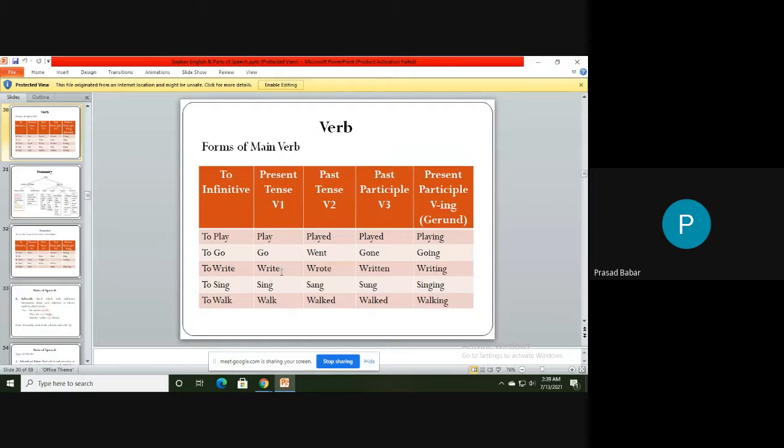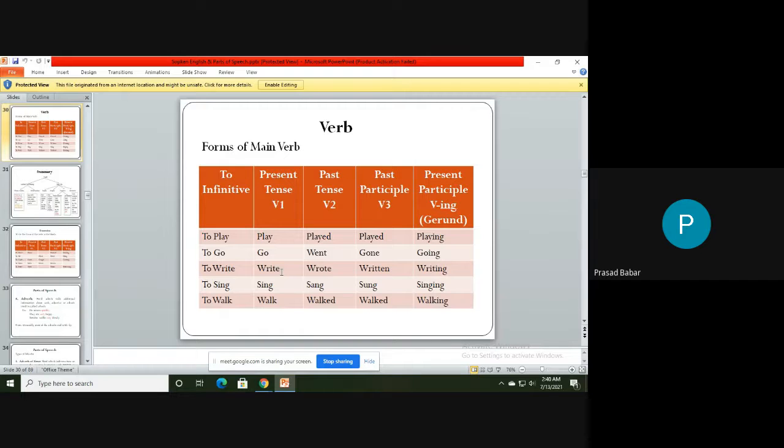What will be the past participle of the verb play? It will be played. We may call it the third form or V3 form. And what will be the present participle of the verb play? It will be playing. Instead of present participle, we may also call it the ing form or gerund form.